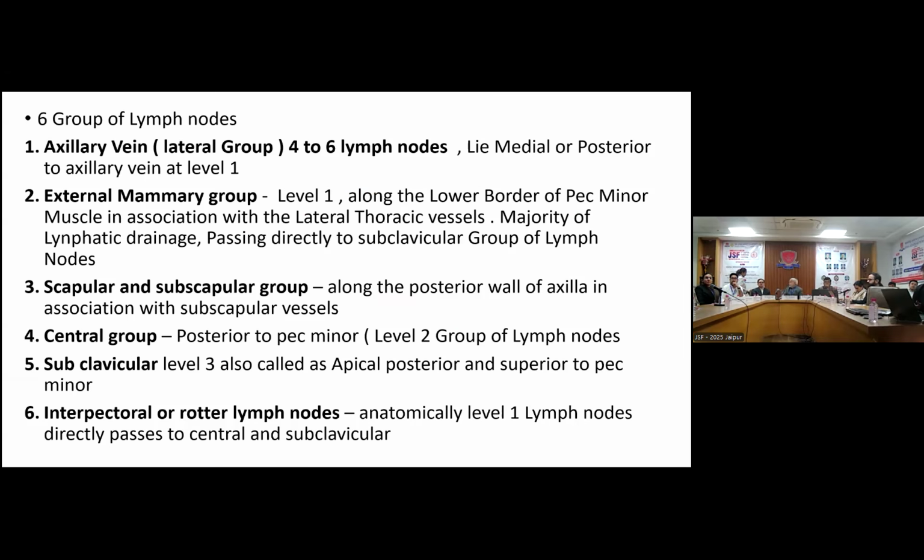So, the six groups of lymph nodes that we have been studying: the axillary vein, or the lateral group of lymph nodes along the axillary vein; the external mammary group of lymph nodes, which is also level 1, along the pectoralis minor or LTA pedicle; the scapular or subscapular group along the LD pedicle; the central group, which is posterior to the pectoralis minor, a level 2 group of lymph nodes; the subclavicular, level 3, also called apical, posterior and superior to the pectoralis minor; and the interpectoral group, which is anatomically a level 1 lymph node, but it directly passes to the central and the subclavicular group of lymph nodes.